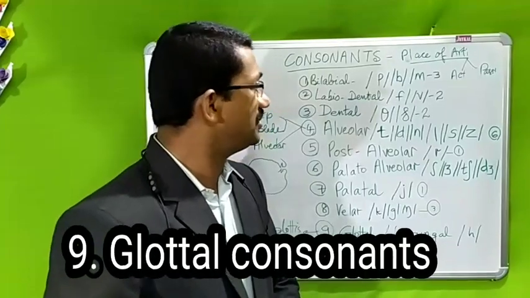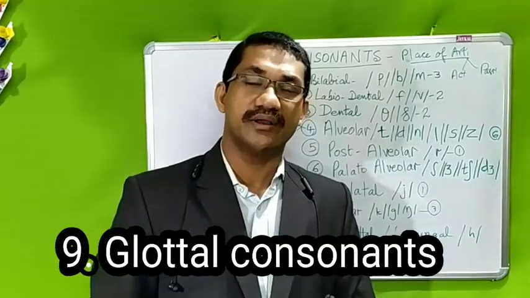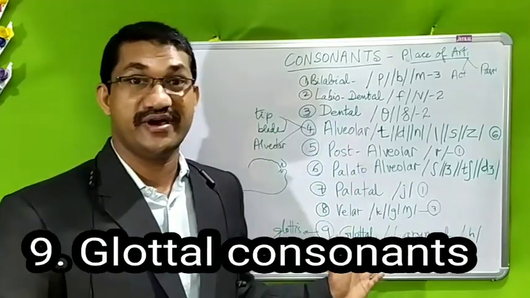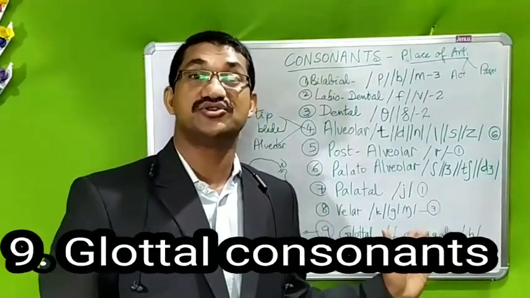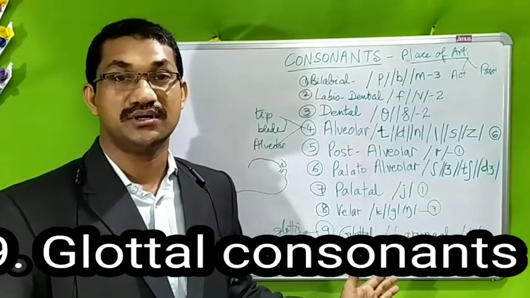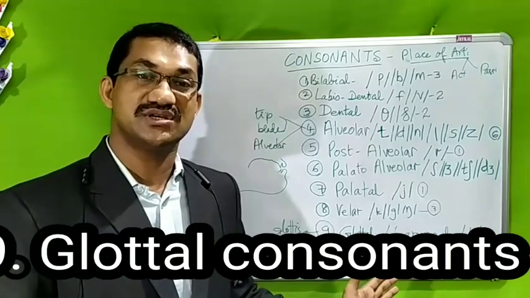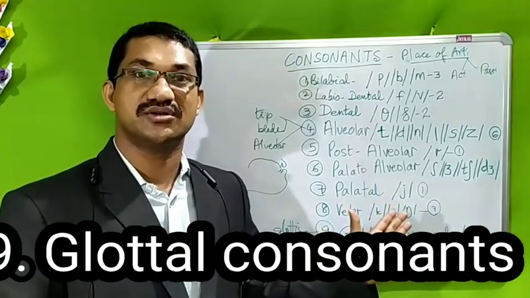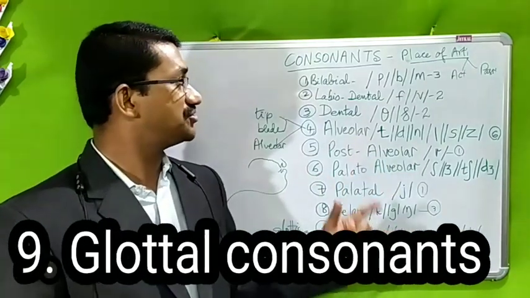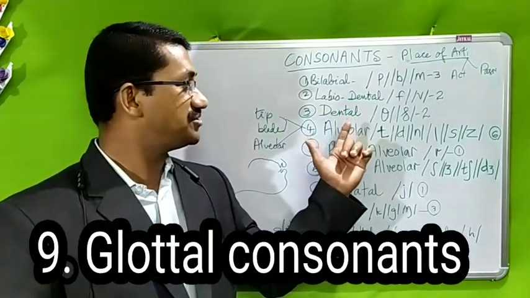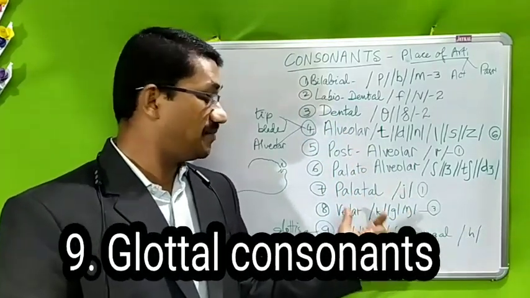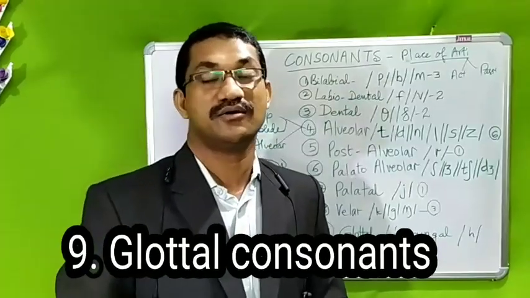So now we have seen all the 9 important categories of the consonants based on the place of articulation. We are very sure about all the sounds. We are sure about the active articulator. We are sure about the passive articulator. And we come to the end of the session. That is of course the discussion and understanding of the consonants based on place of articulation. 9 categories: bilabial, labiodental, dental, alveolar, post-alveolar, palato-alveolar, palatal, velar, and glottal.